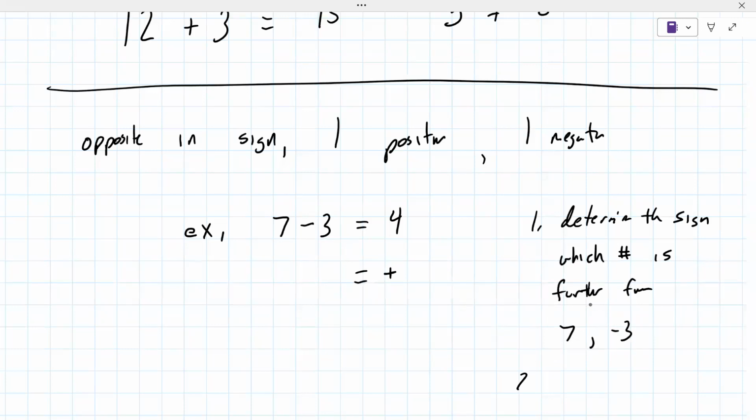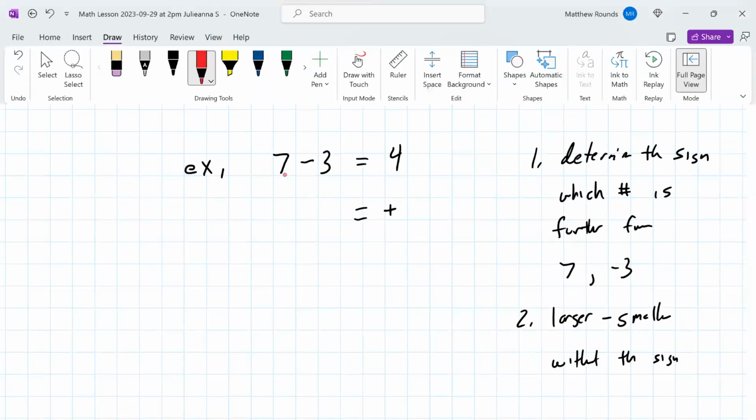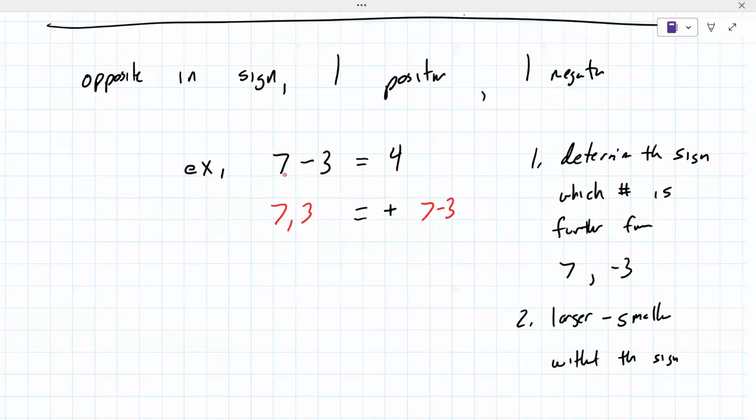The second thing you do is take the larger number and subtract the smaller number without the sign. So you look at the two numbers without the sign: 7 and 3. 7 minus 3 is 4. So the answer is positive 4. Let's look at an example where this is more clear, because you're like, wait, this is silly. But you are going to do this.